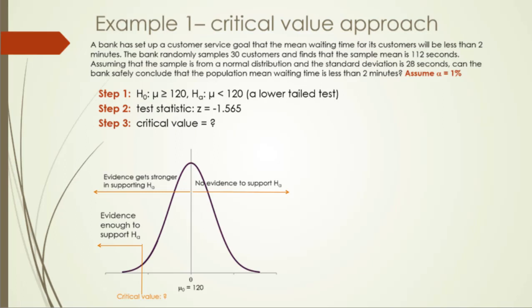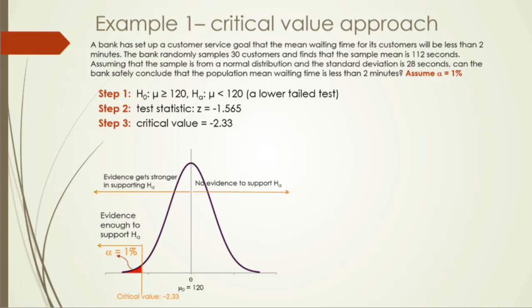For our example, the alpha is given to be 1%. We plot a bell curve with the center being the null value of 120 seconds. Because this is a lower-tailed test, if the evidence from the data lies on the right-hand side of the null value of 120, we do not have evidence to disprove the null. If the evidence lies on the left-hand side of 120, we have somewhat evidence to reject the null. The critical value is the cutoff value that would allow us sufficient evidence to reject the null for the given level of significance.